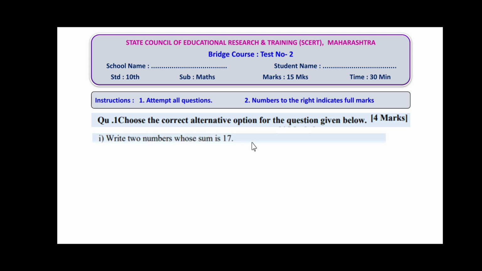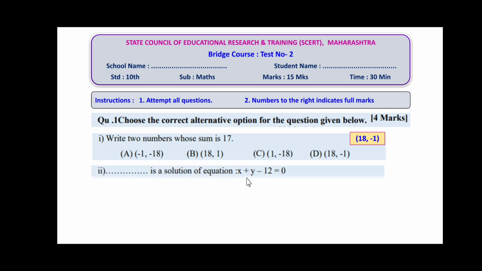Number 1, write two numbers whose sum is 17. 4 alternatives are there. You have to go on adding these numbers, and the option that gives the sum of two numbers as 17 is 18 minus 1. That is the D option. The rest are not valid.